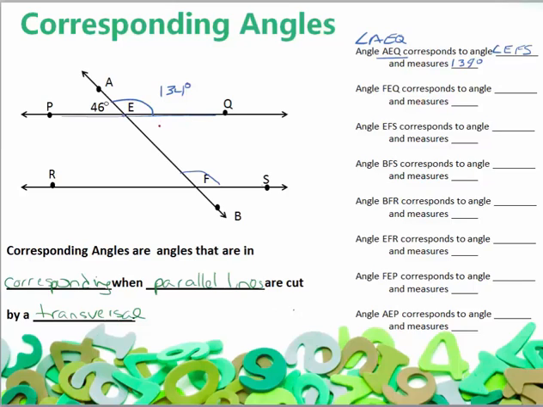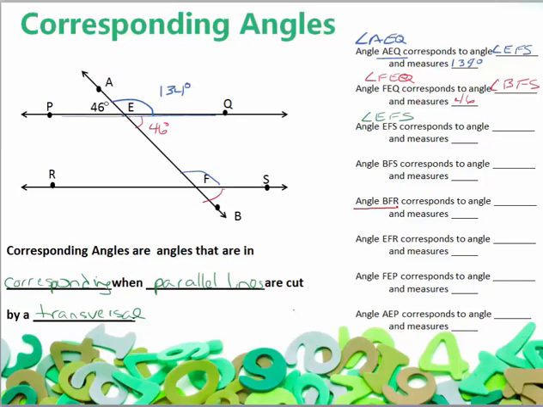Now let's look at angle FEQ. Remember, E is in the middle, so we have this angle. This angle is 46 degrees, and again we realize that because we create a straight line here, and that straight line must equal 180 degrees. So angle FEQ measures 46 degrees, and it corresponds to angle BFS, which is in the same location, but on the other parallel line.